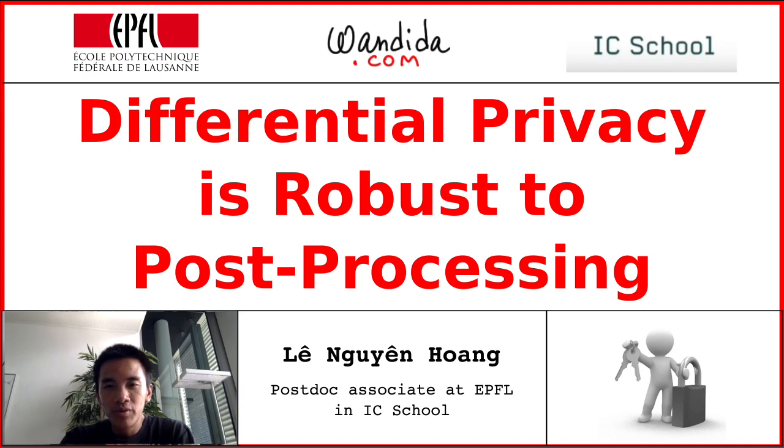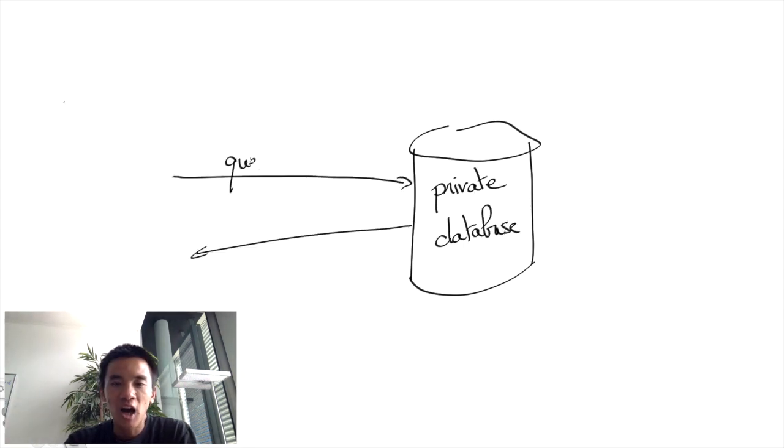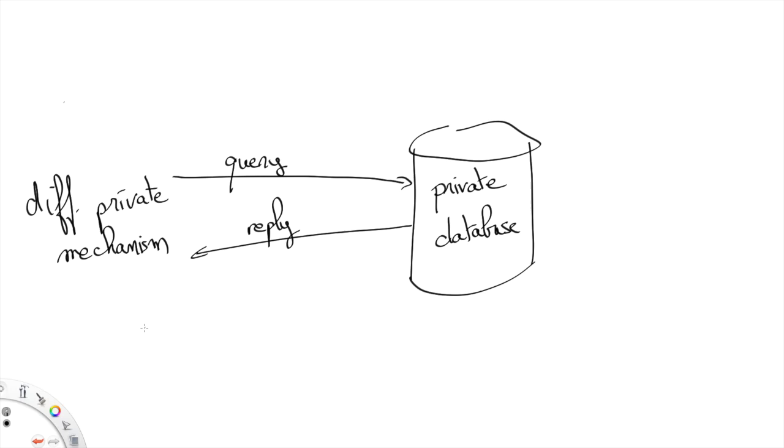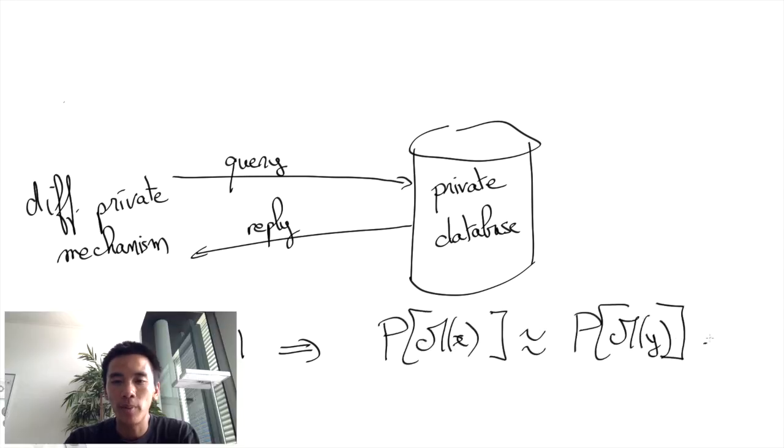In this video, we will prove the robustness to post-processing of differential privacy. Recall the setting. A differentially private mechanism inputs a private database and outputs some reply that supposedly depends on the private database. The mechanism is epsilon delta differentially private if for any two databases X and Y that differ on one entry only, the mechanism returns the same reply with high probability.